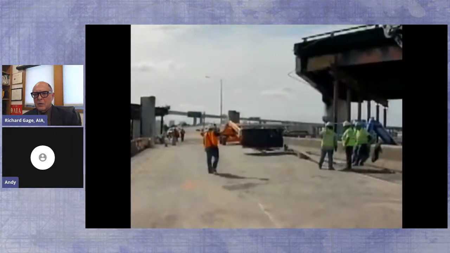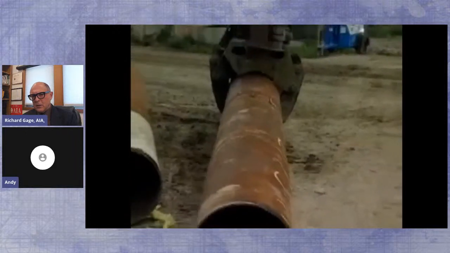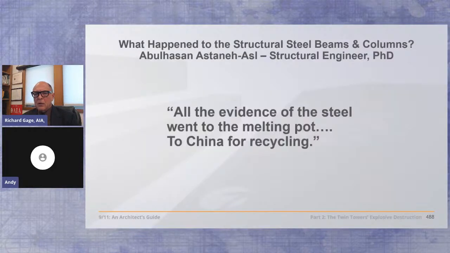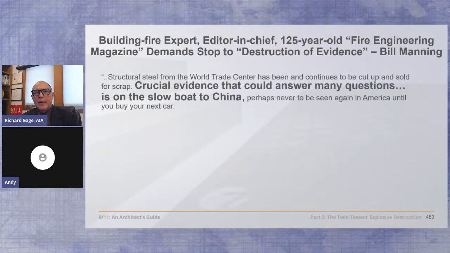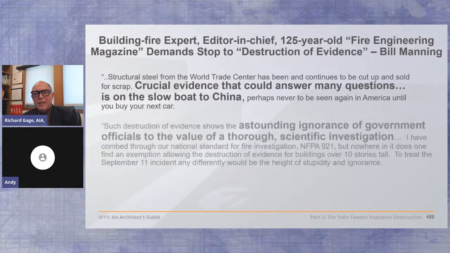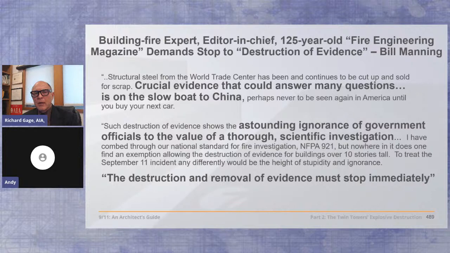After 9/11, a law was passed requiring that such materials be saved for study. Too little, too late. All the evidence of the steel went to the melting pot, to China, for recycling, he says, prompting Bill Manning, editor-in-chief of Fire Engineering magazine, to cry out: "Crucial evidence that could answer many questions is on the slow boat to China, showing an astounding ignorance of government officials to the value of a thorough scientific investigation. The destruction and removal of evidence must stop immediately."